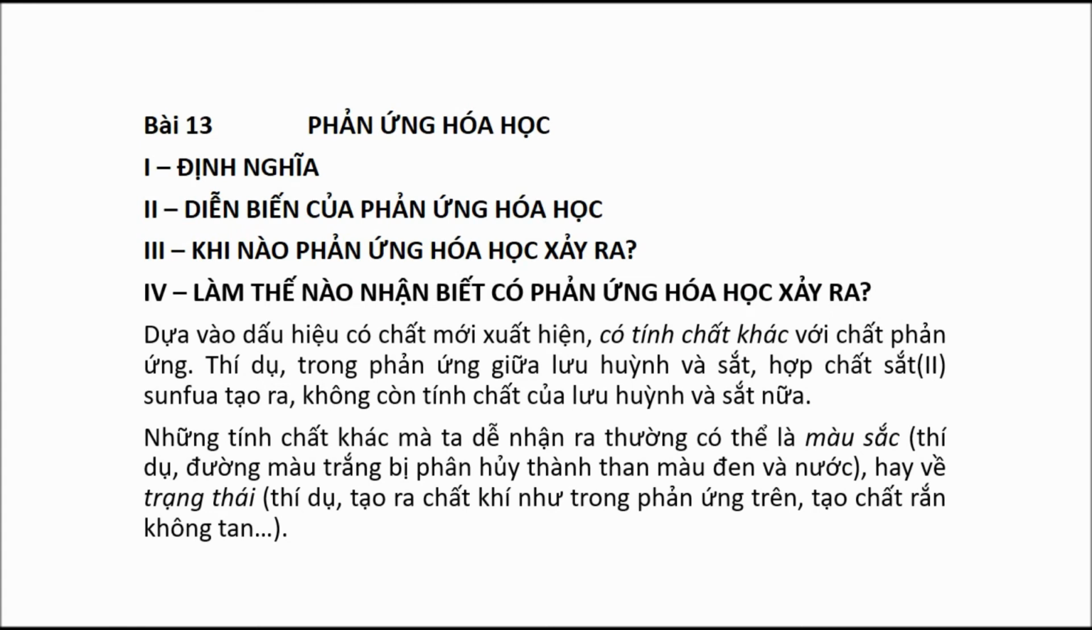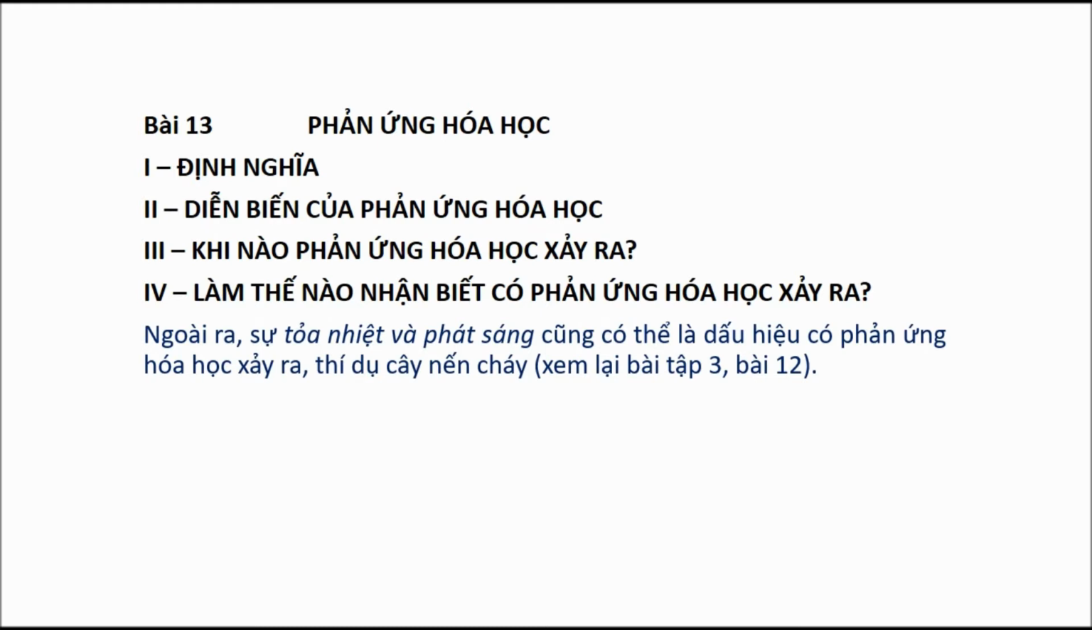4. How to identify that a chemical reaction is taking place? It is based on the appearance of new substances which have different properties from the reactants. For example, the iron(II) sulfide compound produced in the reaction between sulfur and iron does not have the properties of sulfur and iron anymore. And other properties that can be recognized easily are the color, for example, white sugar decomposes to form black coal and water, or the state, for example, the forming of a gas as in the above reaction, or producing a precipitate.